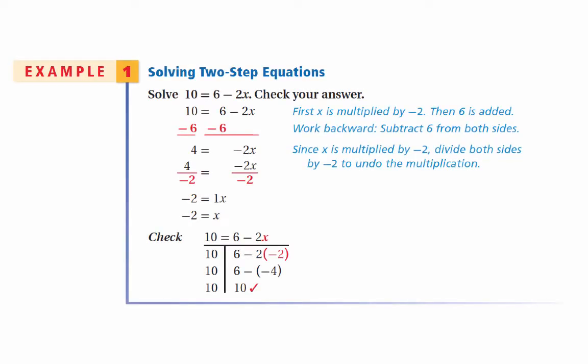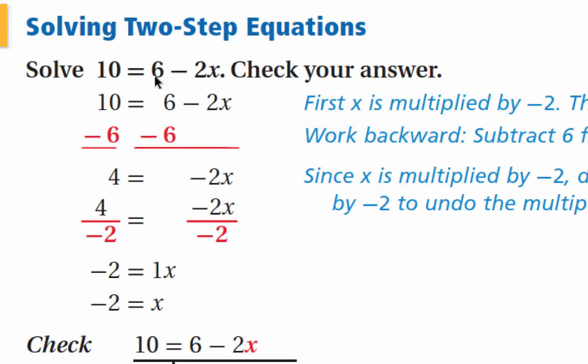So here's where we're going to begin today. Example 1, we want to solve the equation 10 equals 6 minus 2 times x, and we're going to check our answer. Now, to solve means to isolate the variable. So the solution will be the variable at the end, either on the right or the left, and it will just be the variable and nothing else, and the other side will be the number. So here's how we go about solving this kind of a problem.